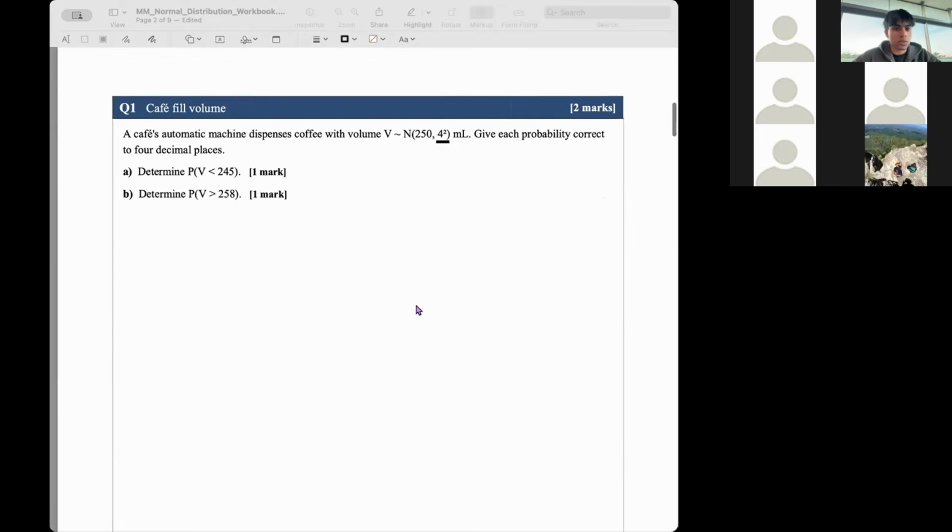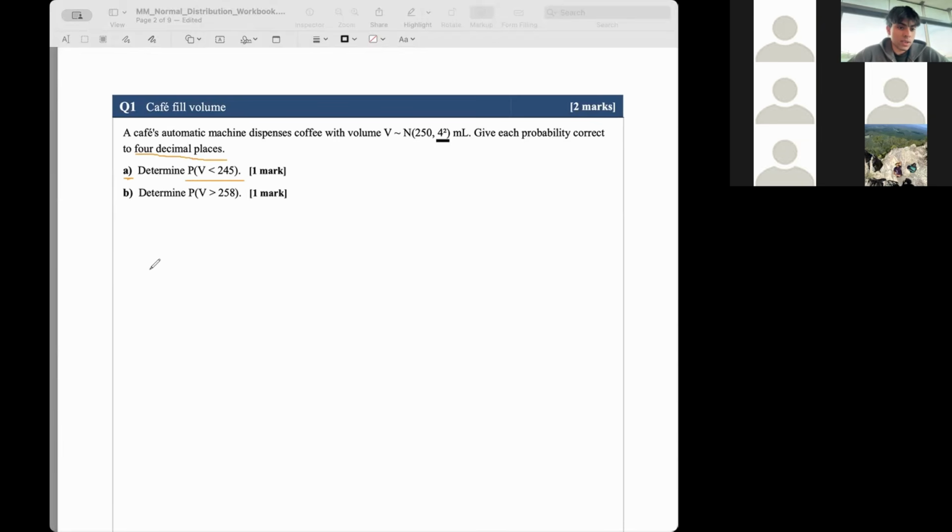So let's actually go through question 1. We'll start with question A. This is a pretty simple familiar question, it's just calculator crunching. They've asked us to give the probability of each of these events happening to the nearest 4 decimal places, which is very common for these normal distribution questions.